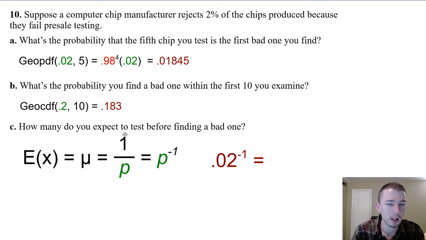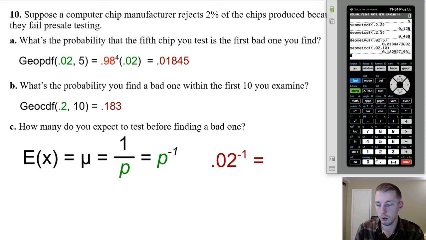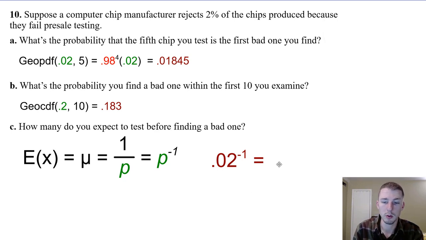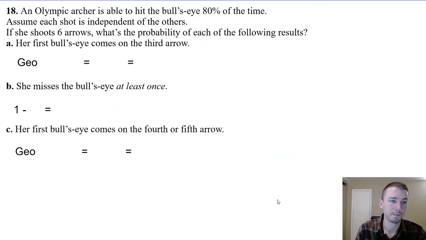So how many do you expect to test before finding a bad one? Well, that's just going to be the reciprocal of it. So all we have to do is 0.02 to the -1 power, which is that reciprocal button, which is 50. So on average, we'd have to inspect 50 before we find our first bad one. Now, keep in mind, we're actually most likely to find it at the first one because the probabilities are going to go down, down, down. But because it's skewed to the right, it's going to move the mean to 50. So on average, we would expect every 50 to find a bad one.